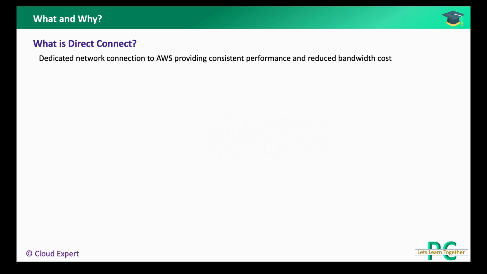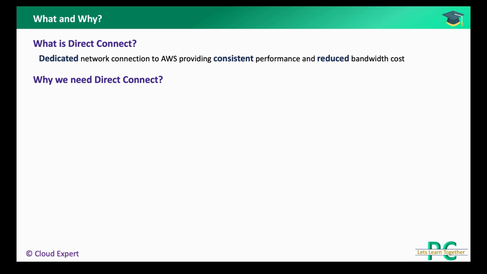As per AWS documentation, they describe Direct Connect as a dedicated network connection to AWS, providing consistent performance and reduced bandwidth cost. So if you observe this definition carefully, they are trying to say this is a dedicated channel or dedicated cable connection between your data center and the AWS Direct Connect location. In this definition, I would like to highlight three main points: dedicated, consistent, and reduced. Over this topic, we will try to find out the answer or the relevance of these terms. But before moving further, let's see why in the first place we need Direct Connect.